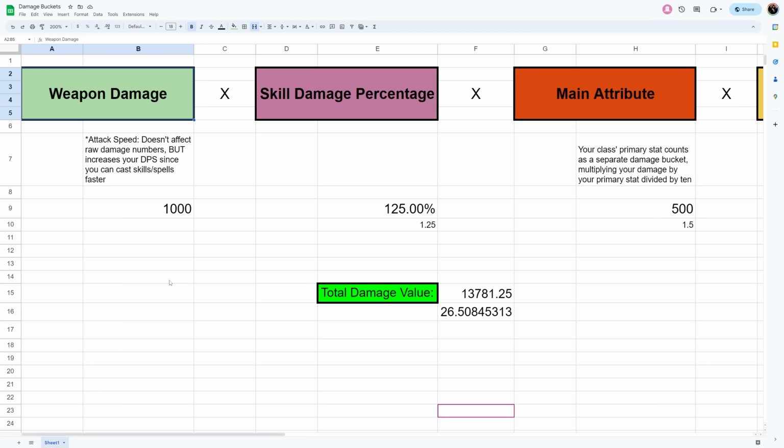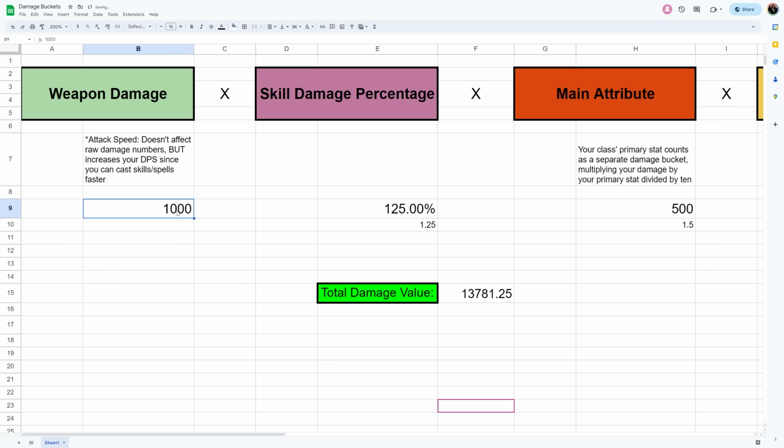It affects the amount of DPS you can do, because now your skills and spells are being cast faster. So what we're going to do for this is just look at a flat damage value of 1000 for an early, easy equation here. Ignore that right there. And that's what we'll be doing everything off of. We're not going to look at attack speed, because again, that's going to look at damage per second.